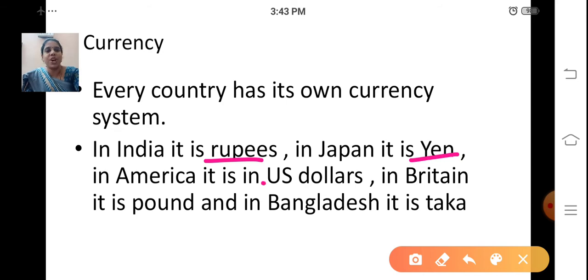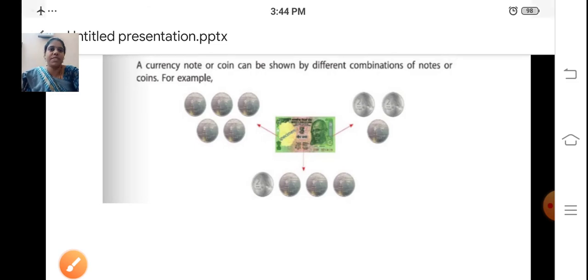America, dollars. So they use dollars, and Britain, pound, and Bangladesh it is taka. So in India what do we follow? Rupees. Every country has its own currency. We use rupees and coins, isn't it? In India it is rupees. In Japan it is yen. In America it is dollars, and Britain, pound, and Bangladesh, taka. So next we'll do some currency notes.